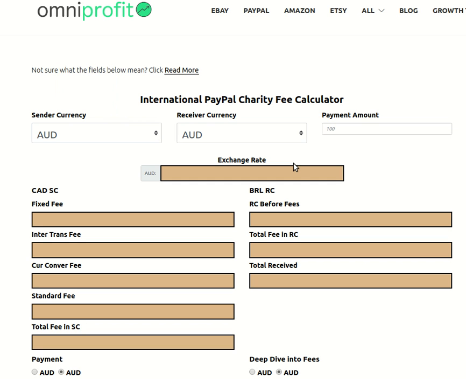Hey, this is OmniProfit here in the middle of a coronavirus pandemic, and we decided to unveil our new international PayPal charity fee calculator. So let's get started.